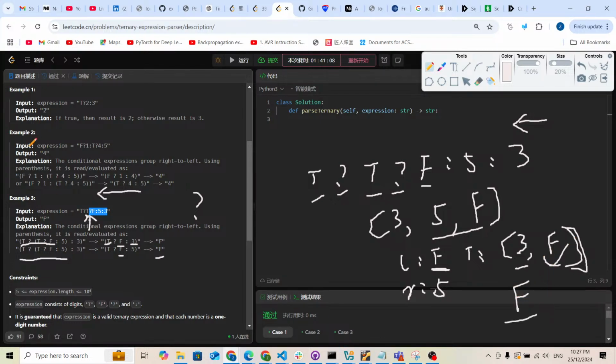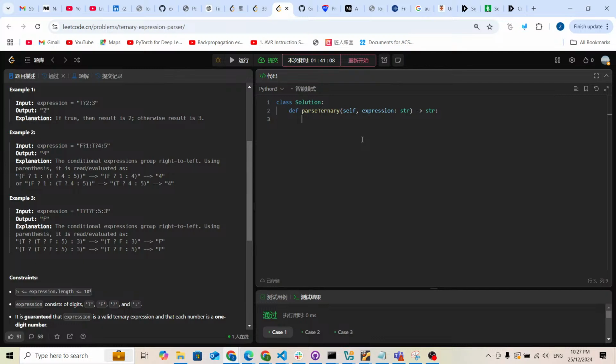So this is the basic idea of how we're gonna use the stack to solve the problem. Now let's just start coding. So we're gonna prepare n to be the length of the expression, and we're gonna prepare i to be n minus 1 because we're gonna check from the right to the left, and we're gonna prepare an empty stack. Now we're gonna use a while loop while i is more than or equal to 0. We're gonna check the characters one by one.